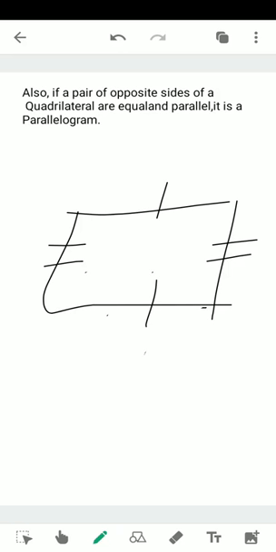With this, I come to the end of some of the properties of parallelogram. I hope and expect that you have written all these properties down in your notebook, as we are going to use them for the exercise problems that we will solve over this week.